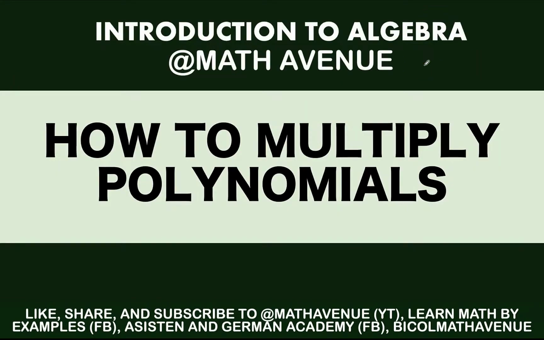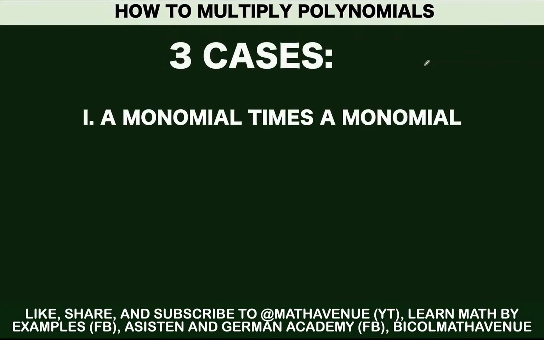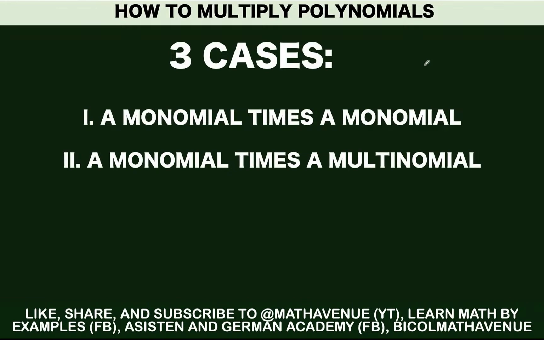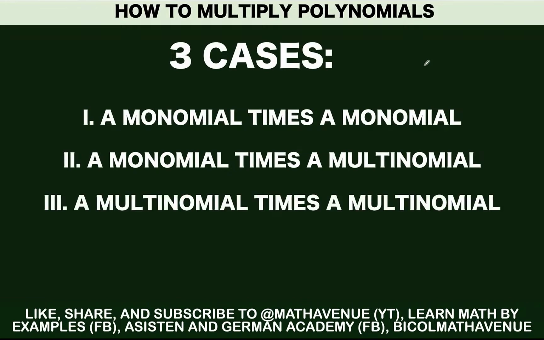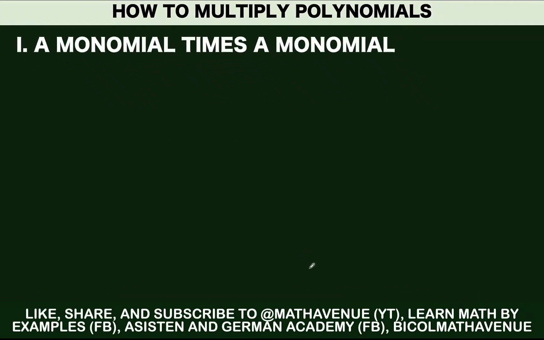So next, let's proceed to multiplication of polynomials. Here we are going to look at different cases. The first case is a monomial times another monomial. Second is a monomial times a multinomial. And third, a multinomial times another multinomial. And we also have special cases like squaring a binomial. So let's look at the first case, a monomial times a monomial.